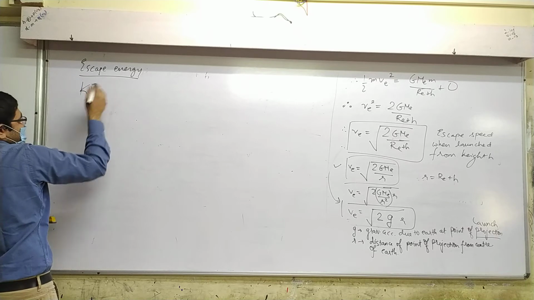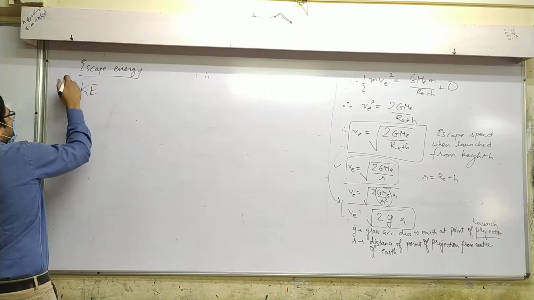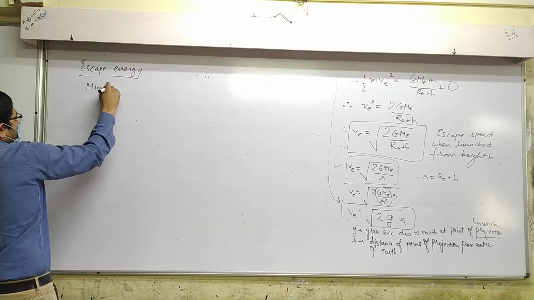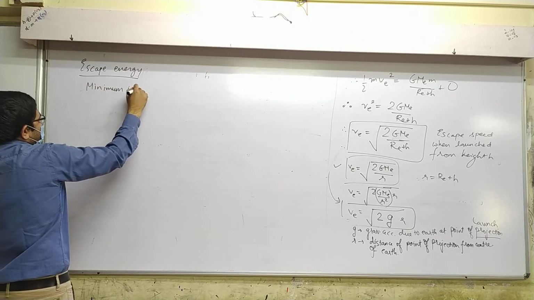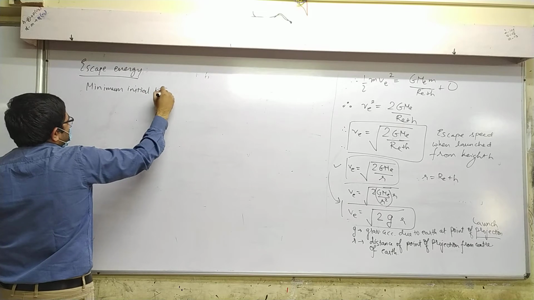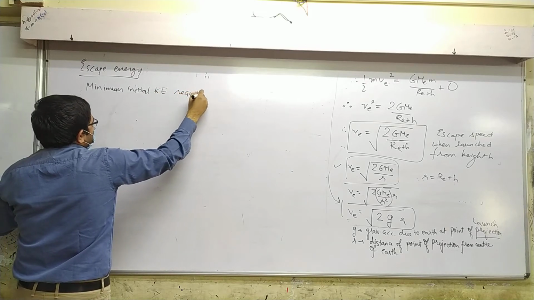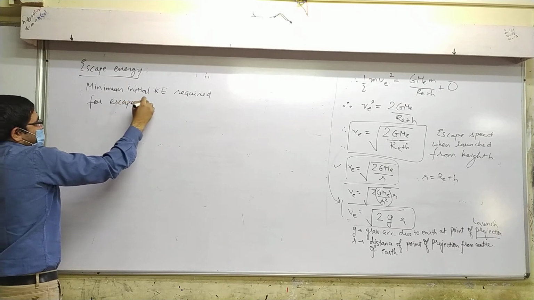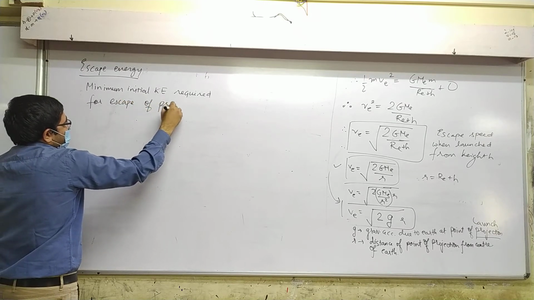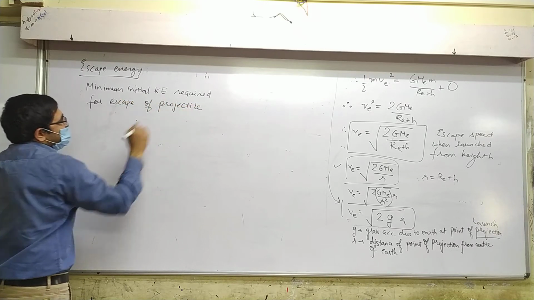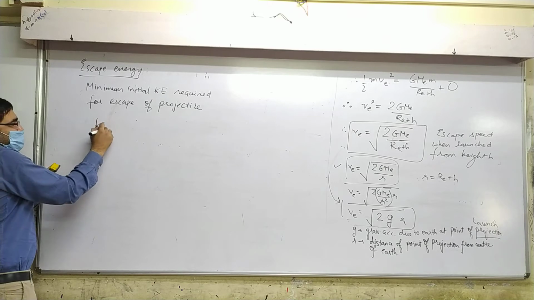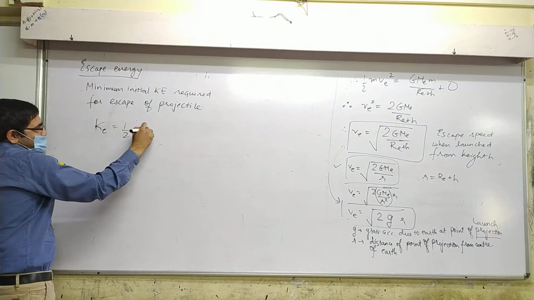Kinetic energy, or initial, minimum initial kinetic energy required for escape of projectile. Right? Minimum initial kinetic energy required for escape of the projectile. So I don't think you would be surprised by this formula.